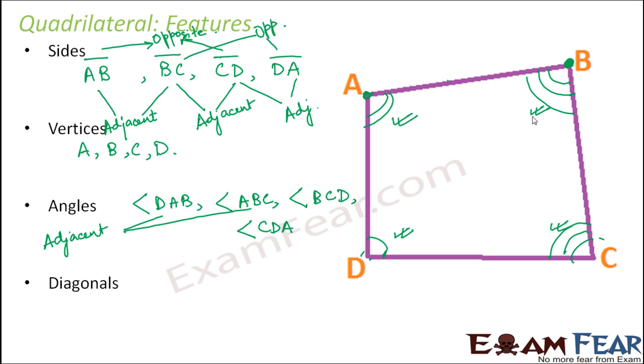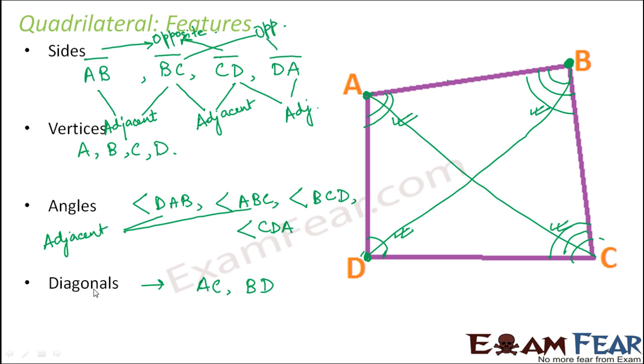So the last one, that is diagonals. In this case, do we have diagonals? Of course, because we have non-adjacent vertices here. Which are our non-adjacent vertices? B and D, A and C. So the line which joins non-adjacent vertices is a diagonal. So how many diagonals can we have here? We have 2 diagonals, that is AC and BD.